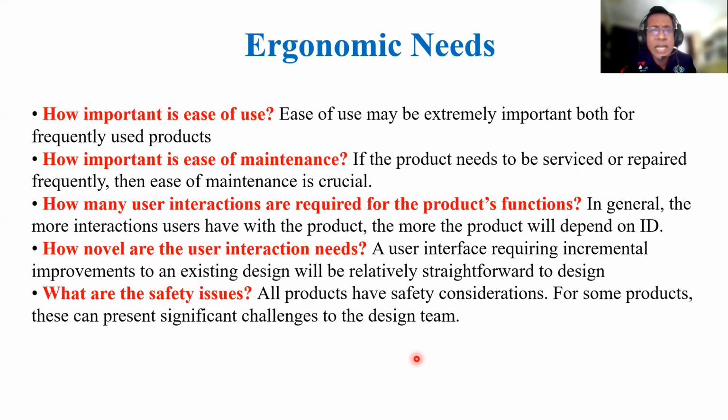So we will discuss the ergonomic factors or ergonomic needs on this slide. How important is ease of use, for example? Ease of use may be extremely important both for frequently used products such as office products like printers and photocopiers, and for infrequently used products such as a fire extinguisher. That is the easy to use function.